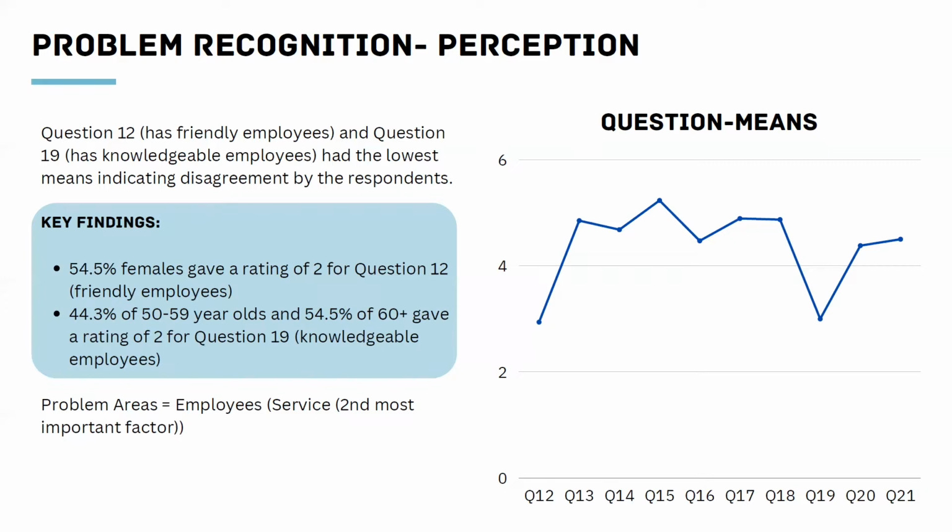54.5% of the females gave a rating of 2 for question 12, which is friendly employees, and 44.3% of 50 to 59-year-olds and 54.5% of the 60 plus age group gave a rating of 2, which is quite low, for question 19, which is about knowledgeable employees. This shows that the problem area is employees, and service was the second most important factor, and the restaurant really needs to address it as soon as possible.